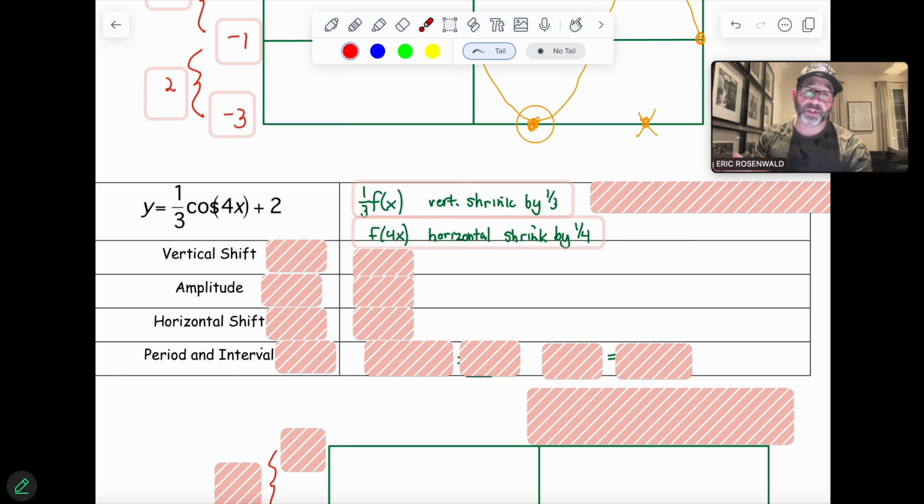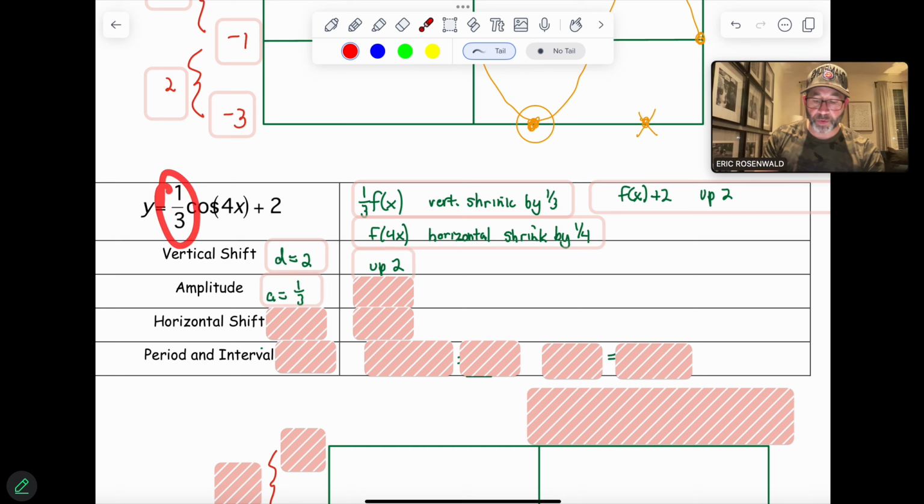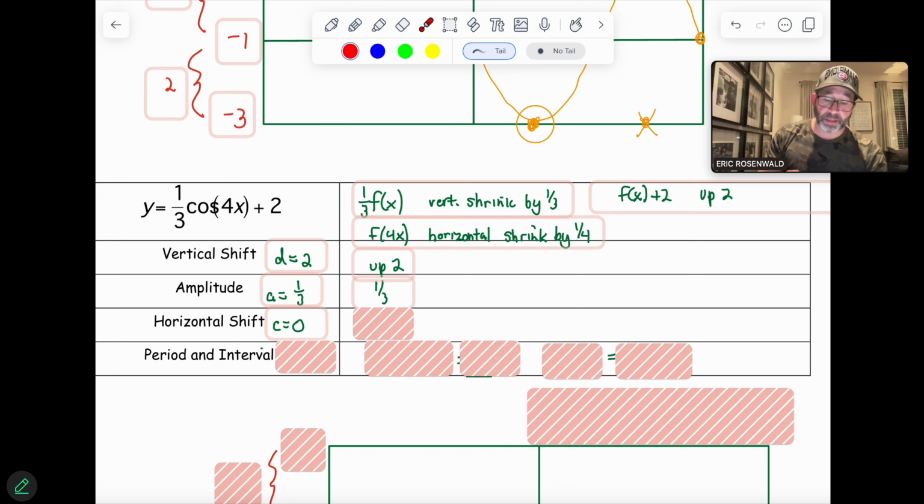Remember, shrinks in the horizontal direction and stretches in the horizontal direction are always the reciprocal effect. Okay? And then because we have a +2 here, my graph is going to be shifted up 2. So the vertical shift up 2 is our D value. It's +2. The amplitude is equal to 1/3. That's my A value is 1/3. The horizontal shift is that it doesn't move left or right, so we don't have to worry about that left or right shift. The period for this is equal to 4 for the B value. The B value is 4.